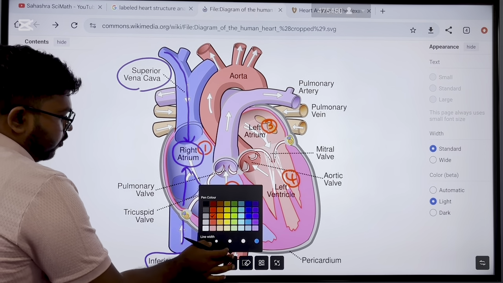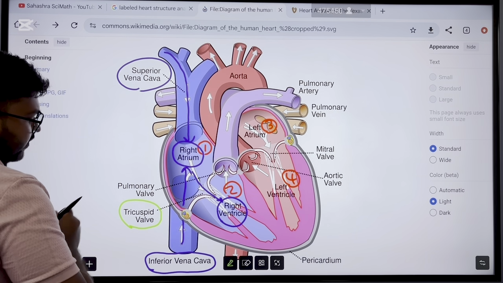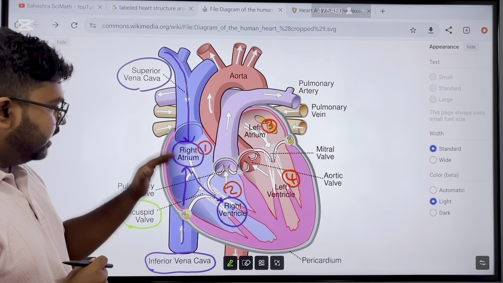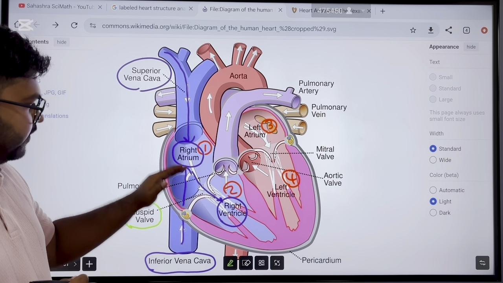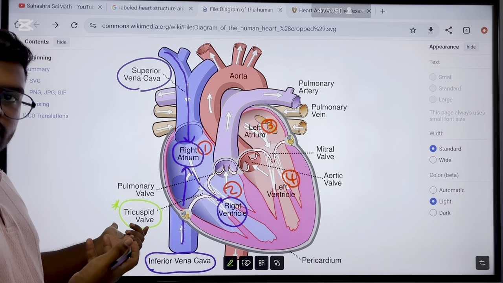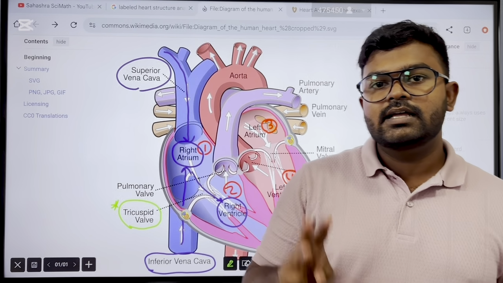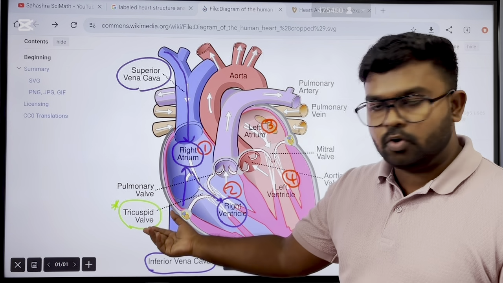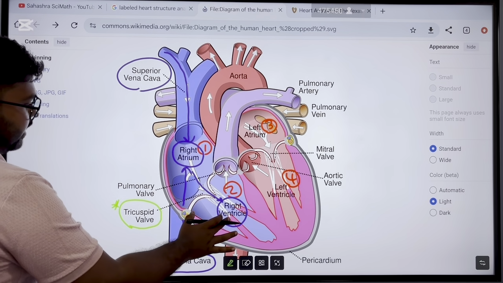As I told you, there are 4 valves within the heart. Now we are going to talk about the tricuspid valve. The tricuspid valve is situated between the right atrium and right ventricle. Why is it called tricuspid? Tricuspid means this valve has 3 cusps. That is why we call it the tricuspid valve. It is situated between the right atrium and right ventricle.